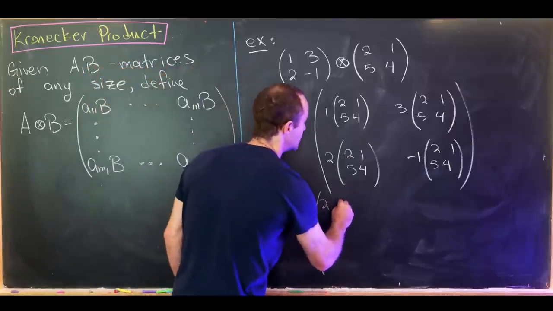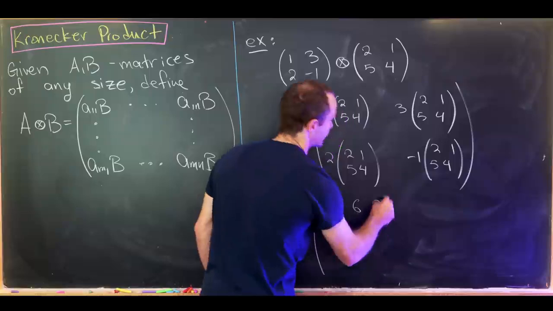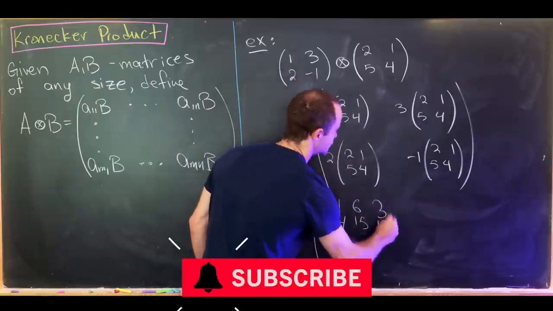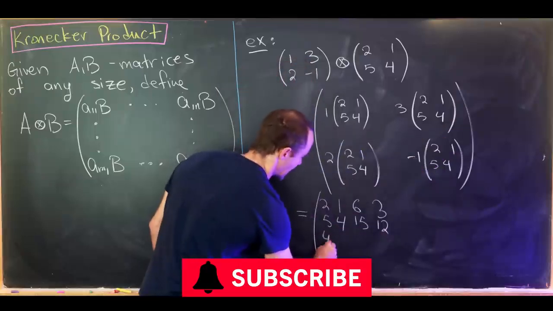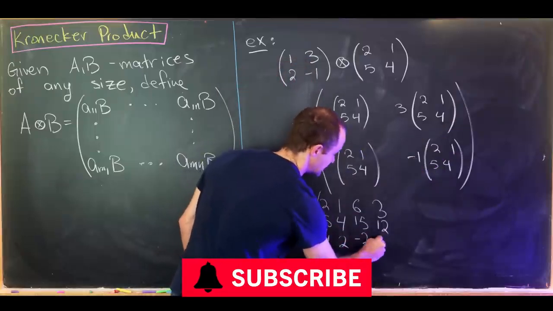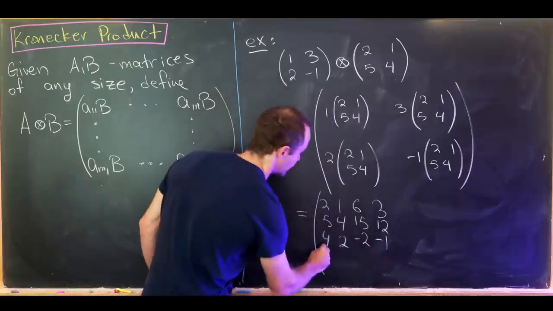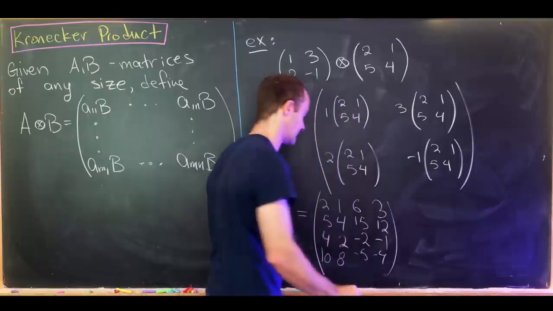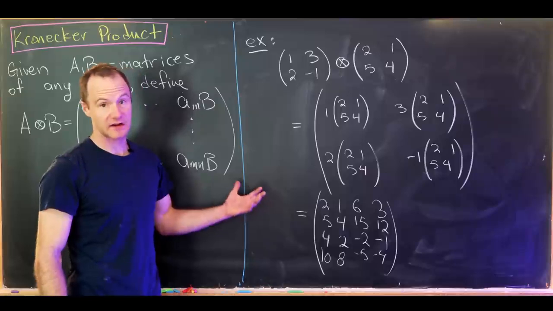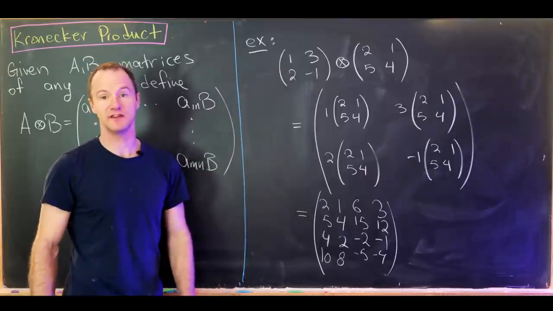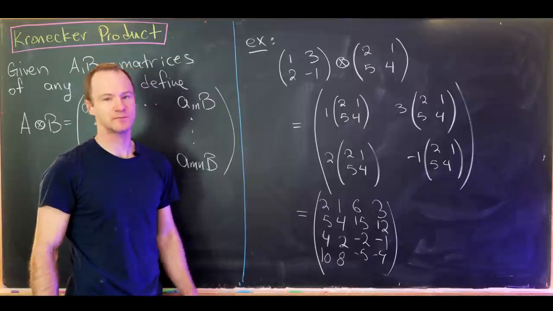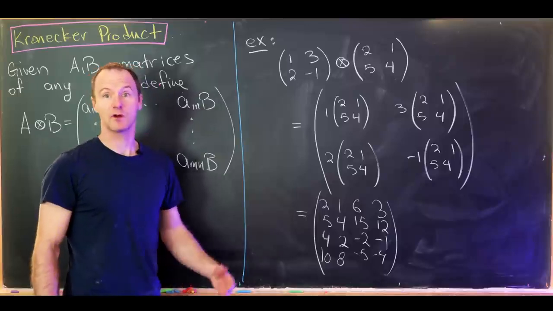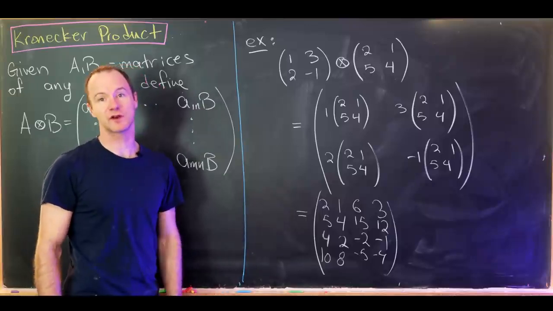So we'll have 2, 1, 6, 3 in this first row, and then 5, 4, 15, 12 in this second row. Next we'll have 4, 2, -2, -1 in this third row, and then finally 10, 8, -5, -4 in this fourth row. So that would be our final answer here. So that is the Kronecker product of these two 2 by 2 matrices. Okay, so next up we'll prove a certain result related to this Kronecker product, and we'll also maybe say why this might be an important object to look at.